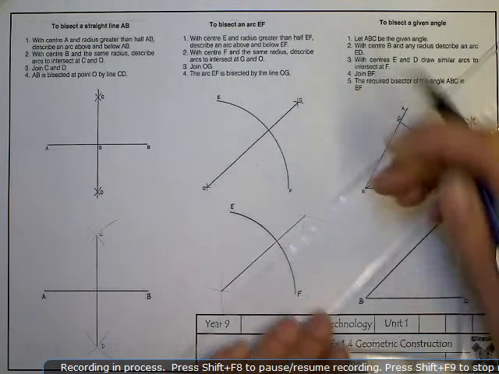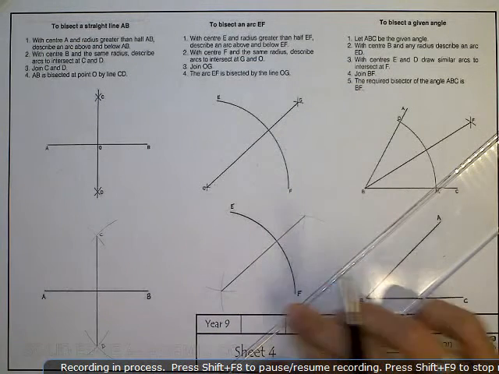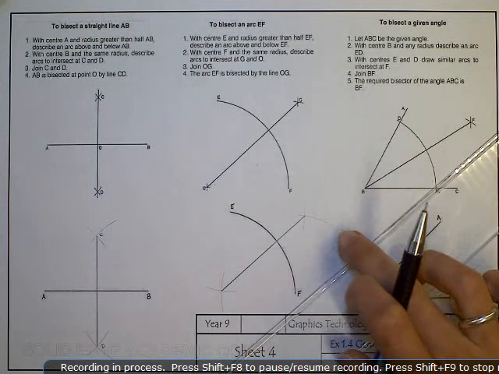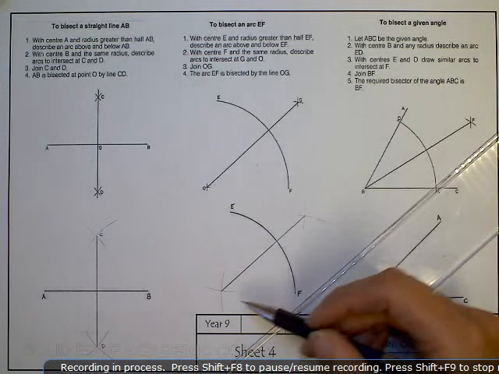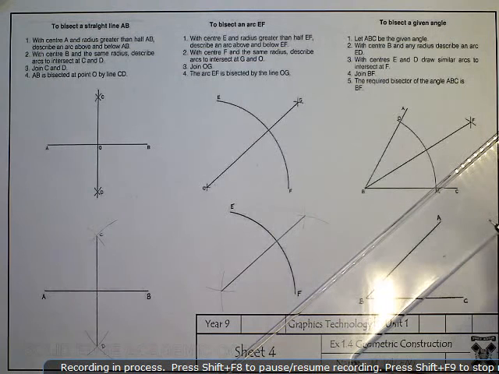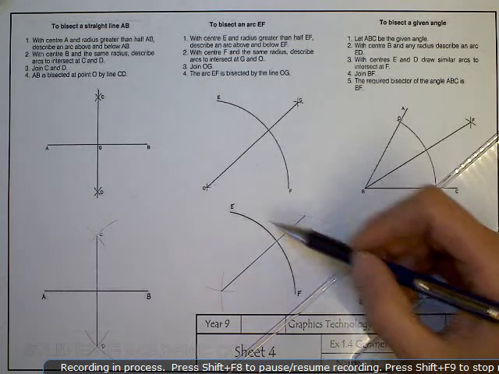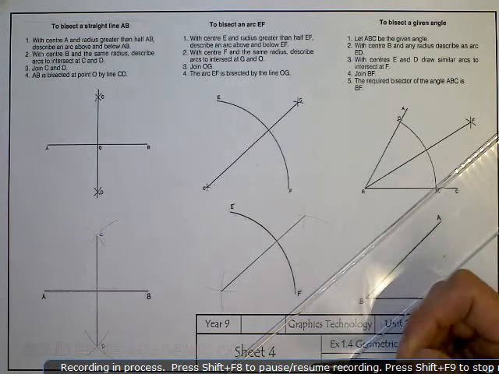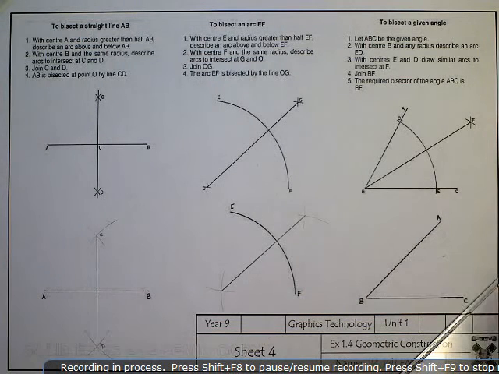Okay, that's going to be a firmer line. You can see it's a bit darker than my construction lines. These are nice construction line weight, while this is fairly firm as a sort of an outline weight. Okay, so that's been bisected, so EF has been cut exactly in half. The last one is to bisect a given angle.